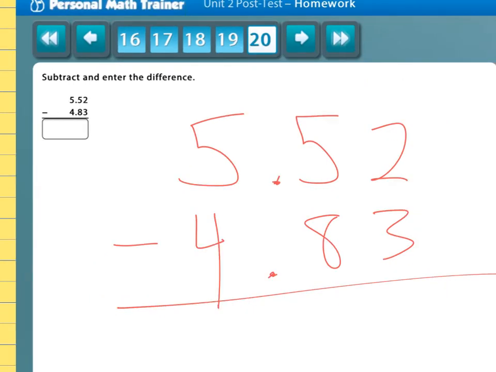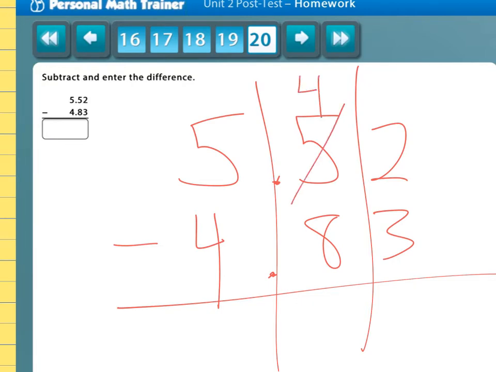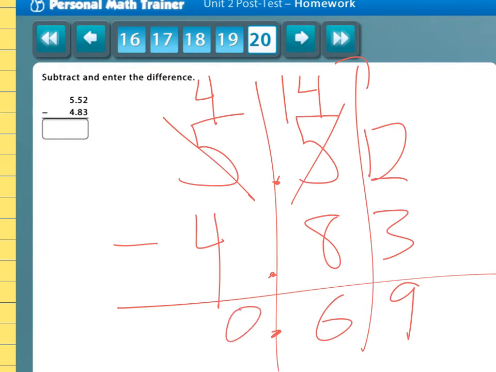Asking us to compare 5 and 52 hundredths and 4 and 83 hundredths. So you just need to be careful when you're regrouping. So you draw your columns. You don't have enough hundredths to take away 3 if you only have 2. So you regroup 1/10 into 10 hundredths. 12 minus 3 is 9. You don't have enough tenths to take away 8 if you only have 4. So you rename that as 4 wholes and 14 tenths. 14 minus 8 is 6. And 4 minus 4 is 0.